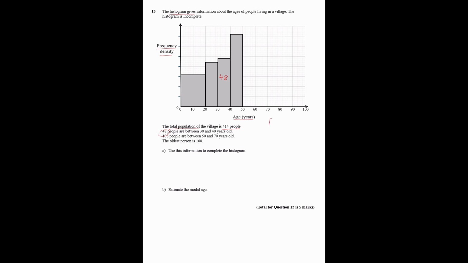So obviously frequency density equals frequency over class width. So in this case, it's a frequency of 48 over 10, which equals 4.8. So I can tell that this bar is at 4.8 here. That's 4.8, which means that this must be 5. Okay, I can see that's 0.2. Let's have a check. 1, 2, 3, 4, 5. Yeah, so 1, 2, 3, 4, 5, 6, 7.